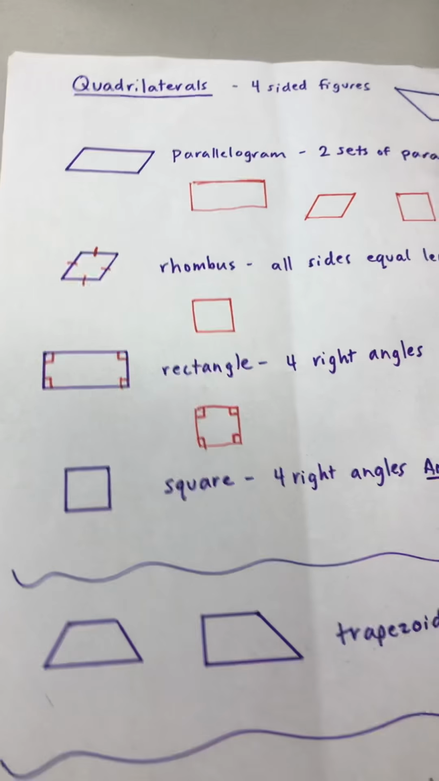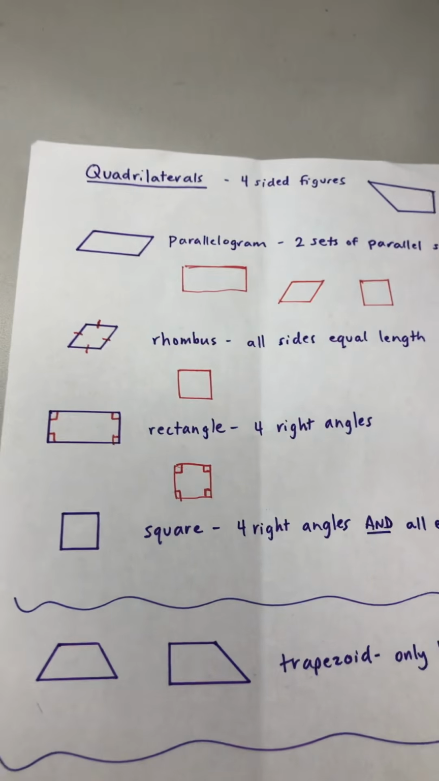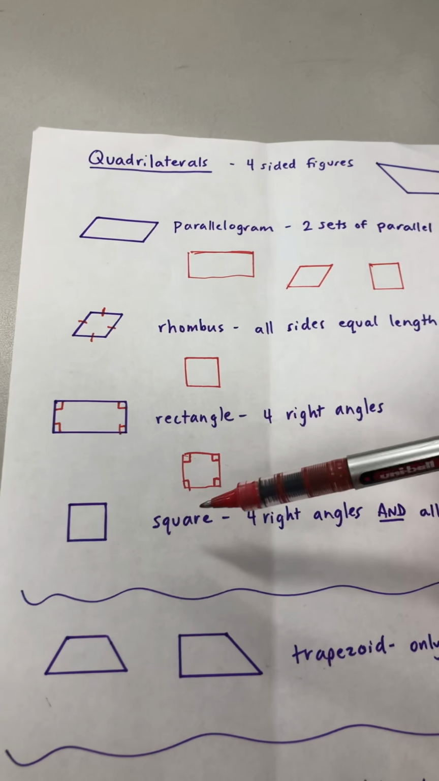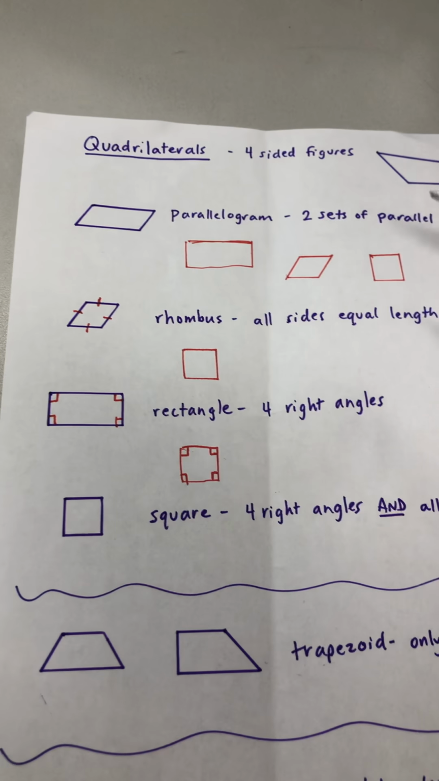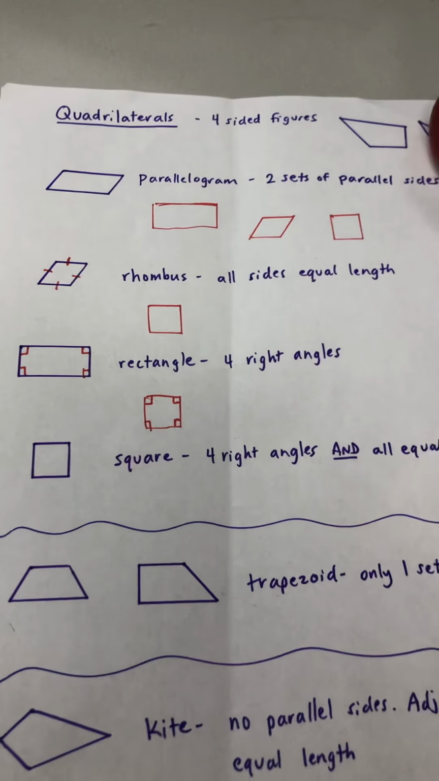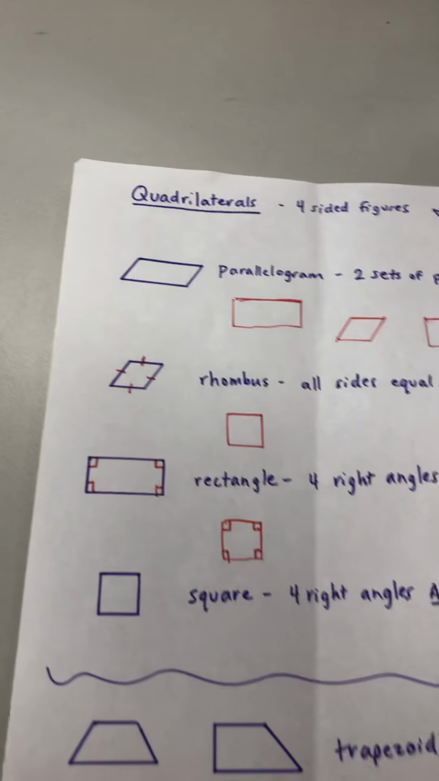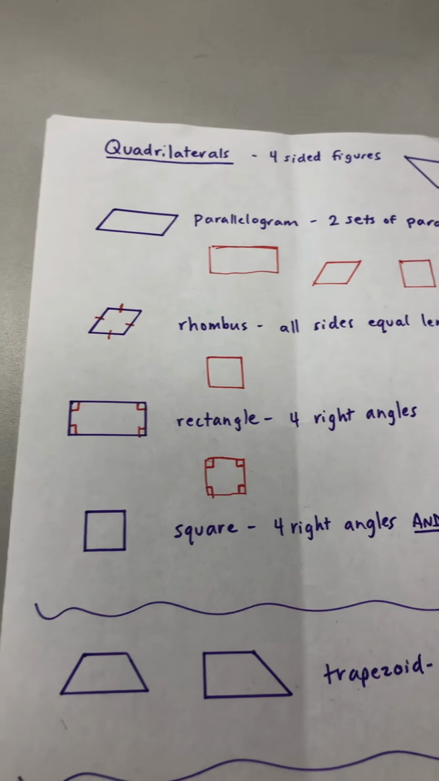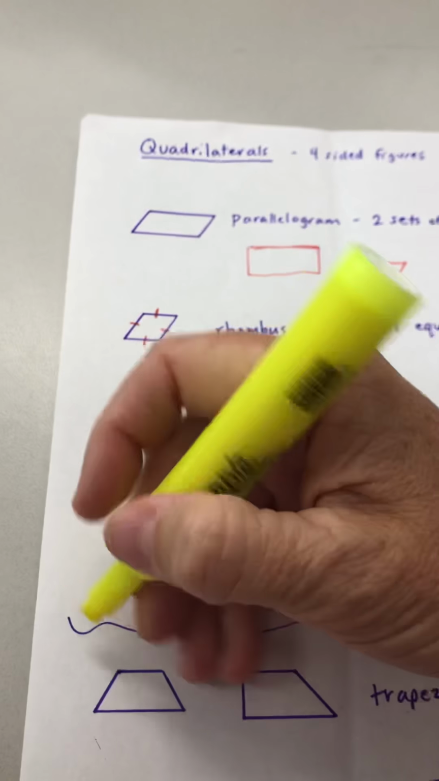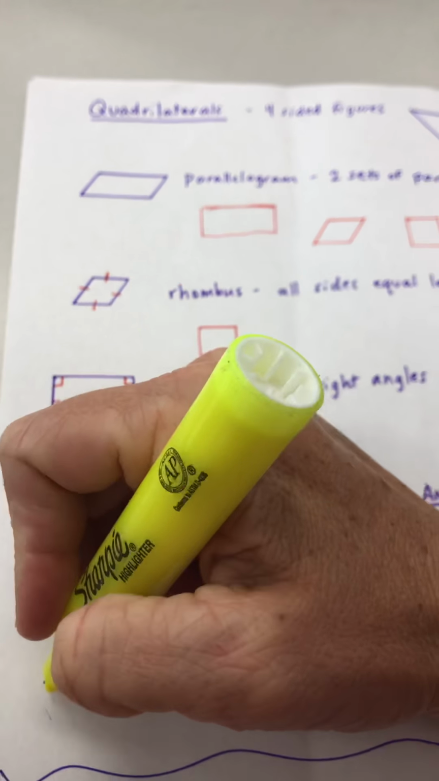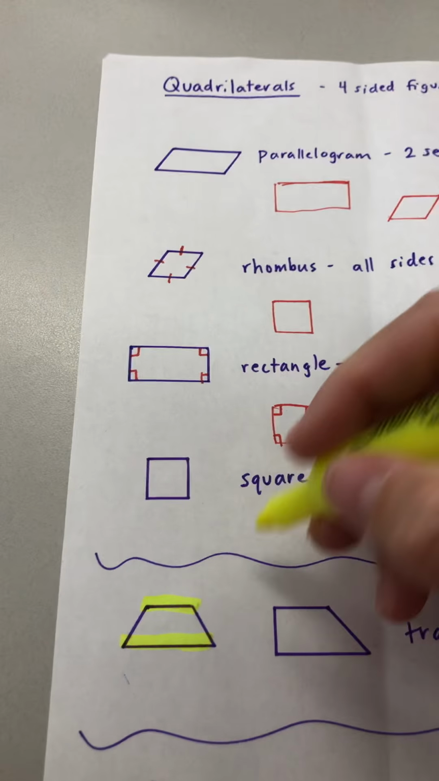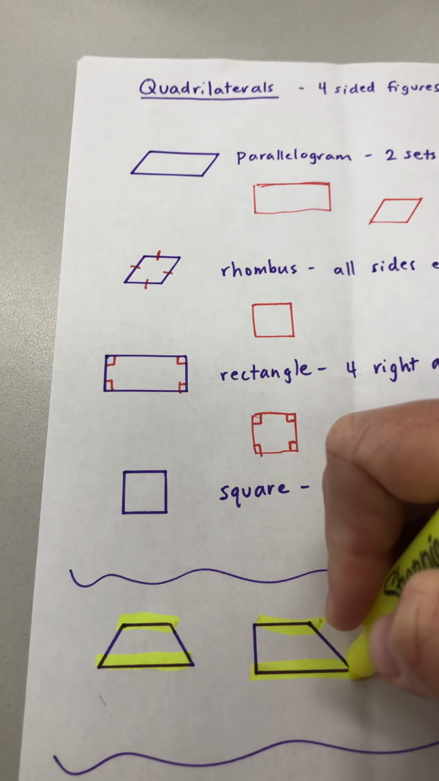So all of these here, I have this little squiggly line here. Everything above that, all of these fit into the category of parallelograms because of their 2 sets of parallel sides. The next one we're going to look at is a trapezoid. A trapezoid is a little bit different because unlike the parallelograms that have 2 sets of parallel sides, it does have parallel sides, but it only has 1 set. So it has, in this case, the top and the bottom are parallel, and this over here is parallel.